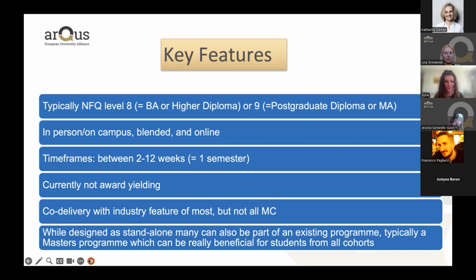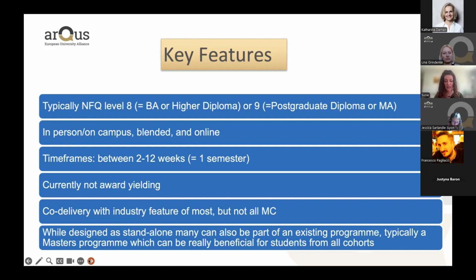Now, a bit of a tricky thing, I suppose, that keeps sparking discussion at Maynooth, is that they're currently not award-yielding. So that means if the students participate successfully in a micro-credential, they get awarded a certificate, but they don't graduate from Maynooth University. So this is something to be taken into account. And also the co-delivery with industry, something I will come back to, is a feature of most micro-credentials, but not all micro-credentials.